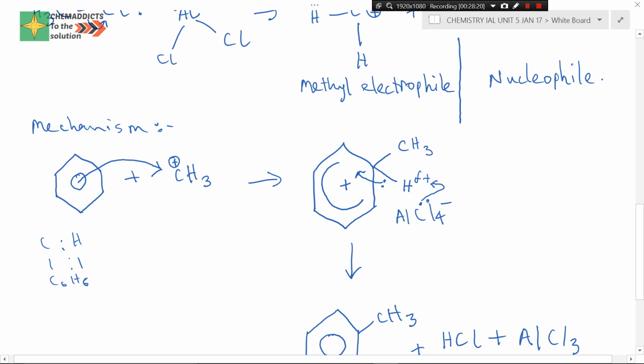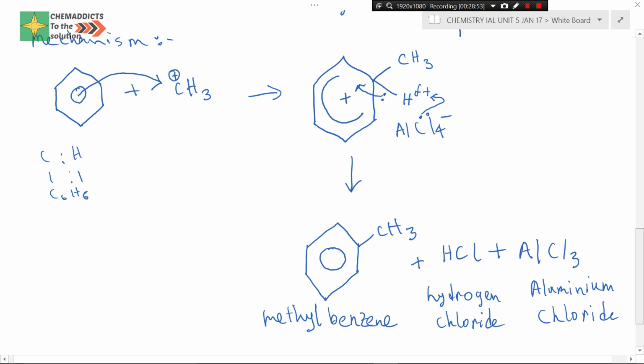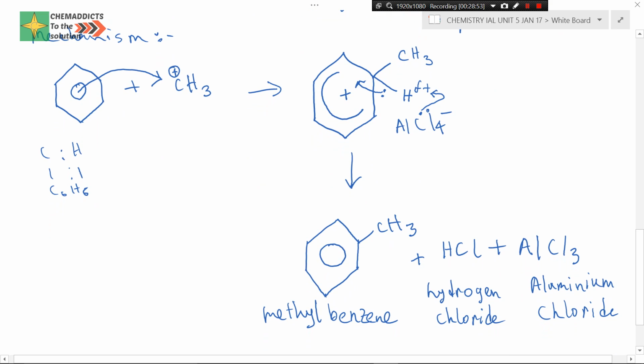making this hydrogen more electropositive, which is susceptible to nucleophilic attack. And soon the aluminium tetrachloride comes to this delta plus, more electropositive hydrogen atom and attacks it, and a chloride from this aluminium chloride gets bonded with this hydrogen atom to form HCl, aluminium chloride and methylbenzene. So this is how it works.